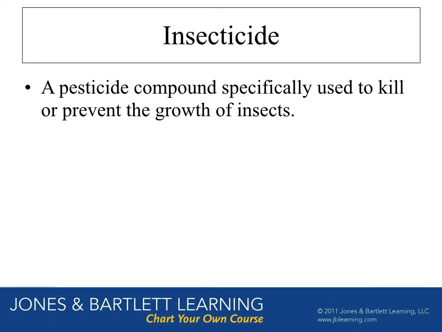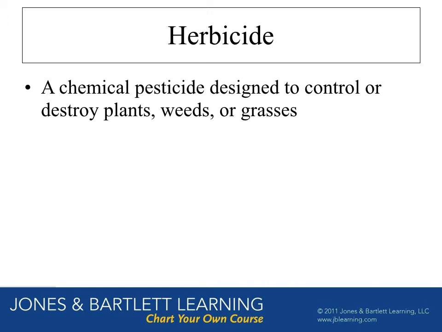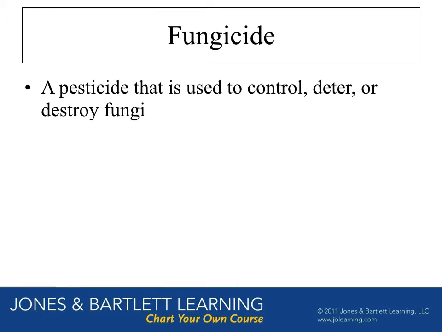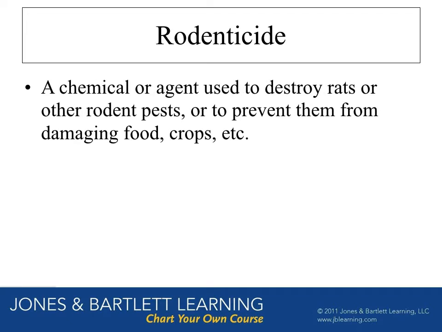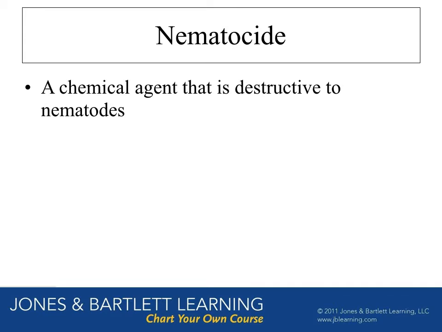There are large numbers of categories of things that fall under the general classification of pesticide. So we'll talk specifically about insecticides, which are those compounds used specifically to prevent the growth of or kill insects. Herbicides, which are designed to control or destroy plants, weeds, or grasses. Fungicides, that are used to control, deter, or destroy fungi. Rodenticides, anything that is used to destroy rats or rodent pests to prevent them from damaging crop foods or spreading disease. And nematicides, these are things that are destructive to nematodes.